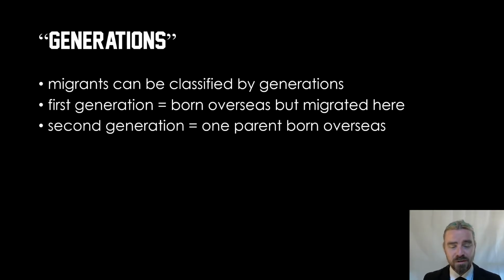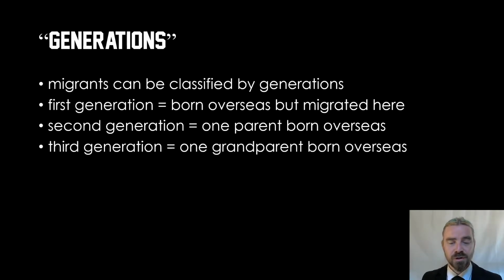Second generation, that's one parent born overseas. So my two children are second generation migrants. I am going to apply for them to get New Zealand citizenship by descent, which will mean they will have two citizenships. And third generation, that's one grandparent born overseas. If my kids ever have kids and I become a grandparent, my grandchildren will be third generation migrants.